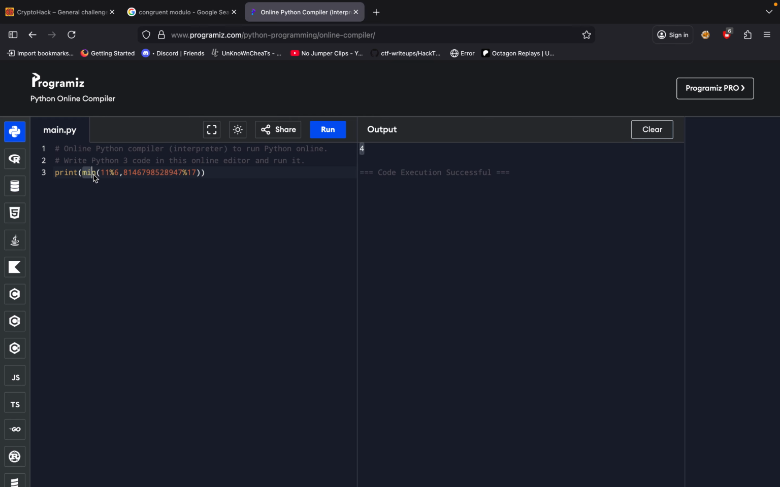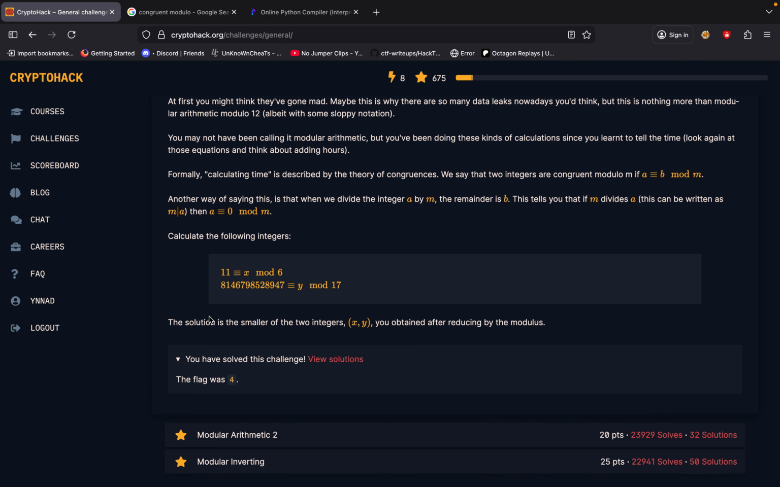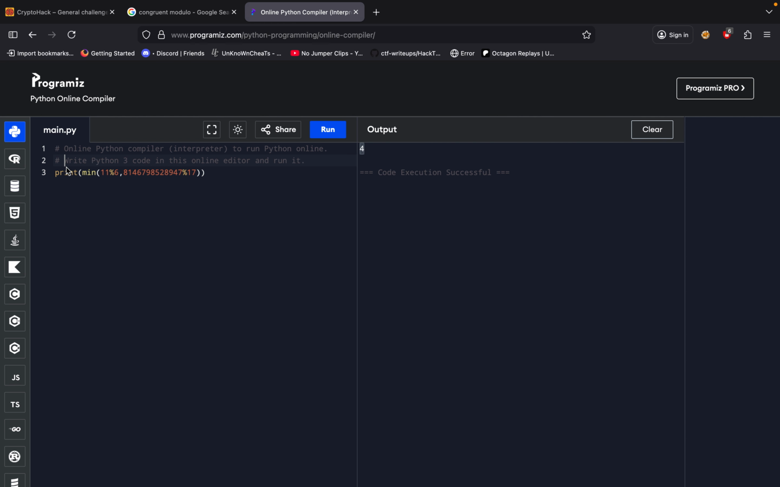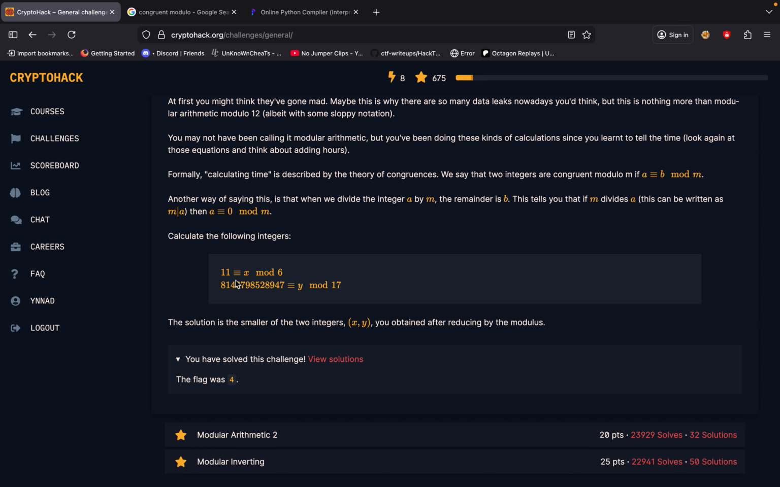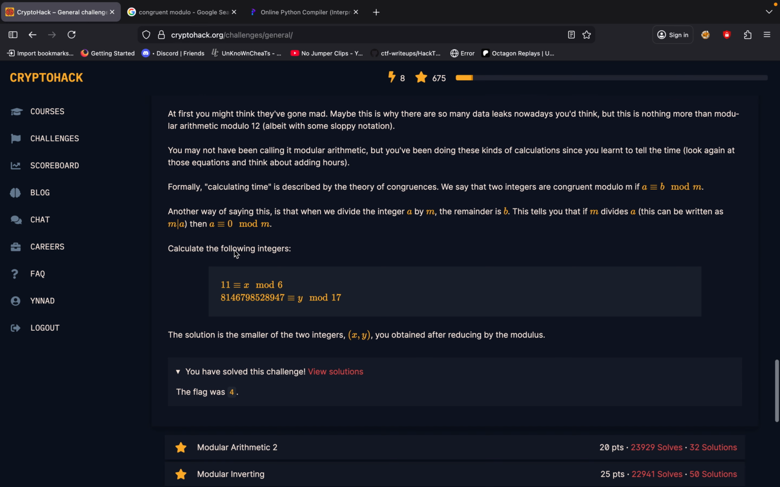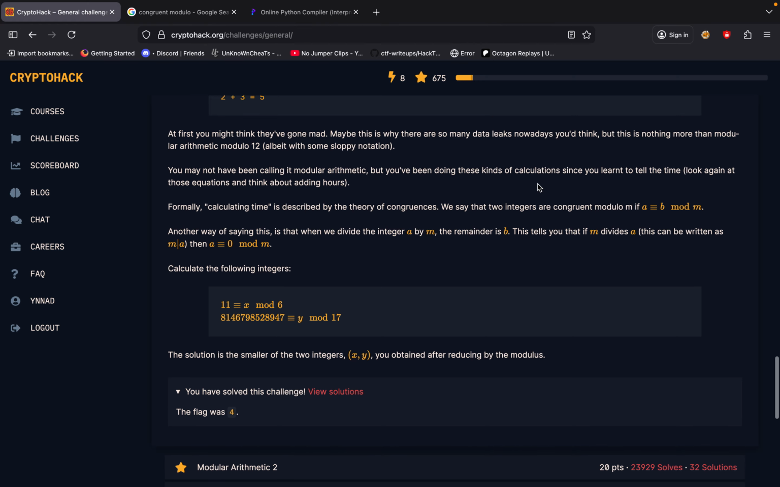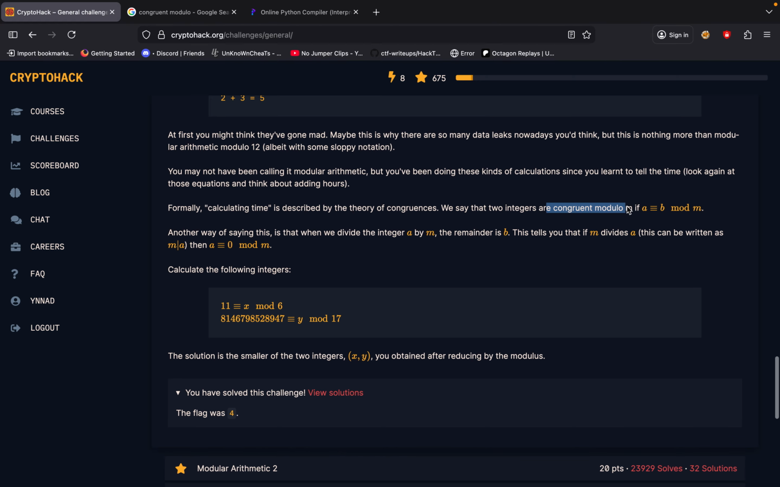After that, we ran the min function, which calculates which of these values is the smallest, which was part of the requirement right here: the solution is the smaller of the two integers. And after that, we simply ran a print function to print out the values. The only reason I came across this solution is because it says congruent modulo. So it's asking us to find the congruent modulo, and they gave us this.